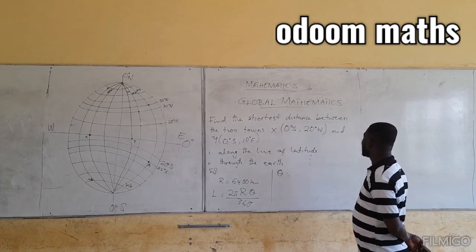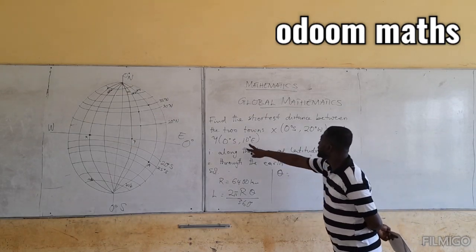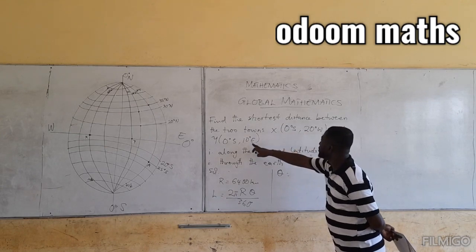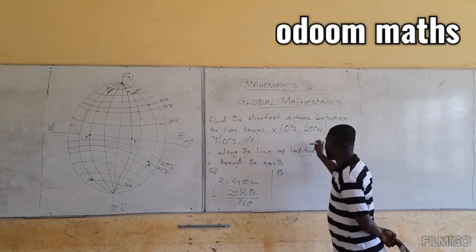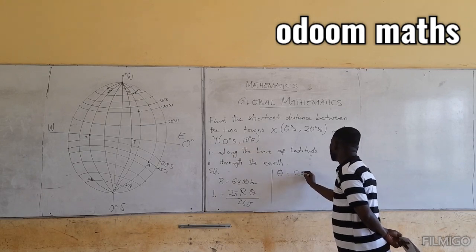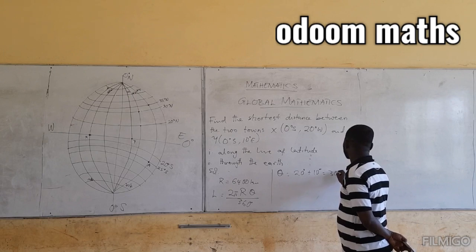Okay, so I hope your guess is right. Since these are different, east, west, we are going to add the two angles. So that is going to be 20 plus 10, which is 30 degrees.